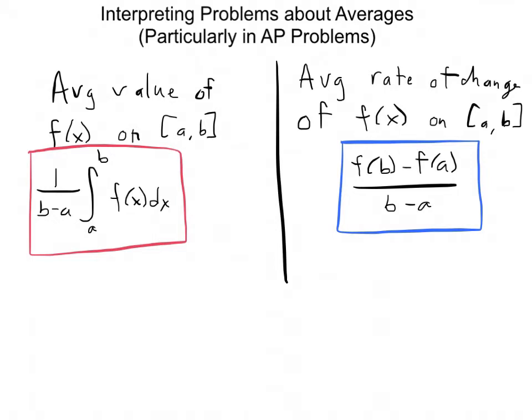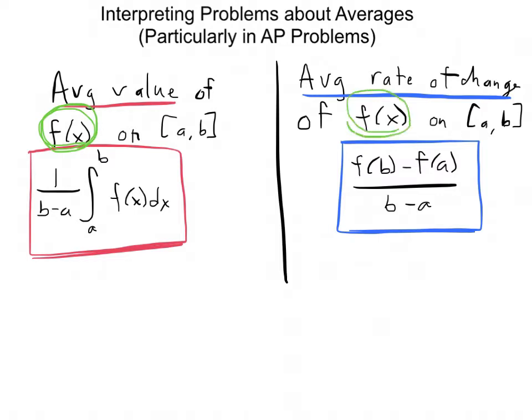And the point that I need to get across, and this is a really, really important point, a lot of people think, oh, if it says average value, then use this one. And if it says average rate of change, then use this one. And it's more complicated than that. The thing you really have to pay attention to is that this one says the average value of f of x. And this one says the average rate of change of f of x.